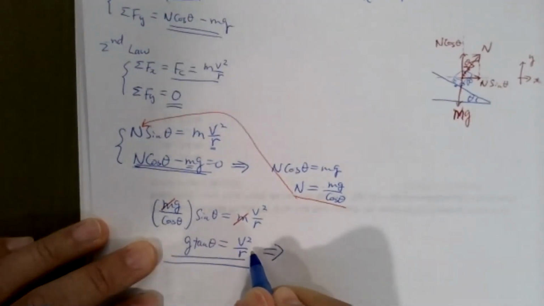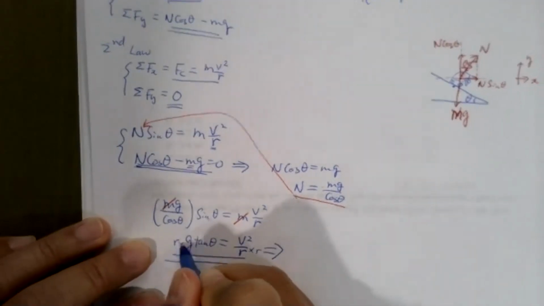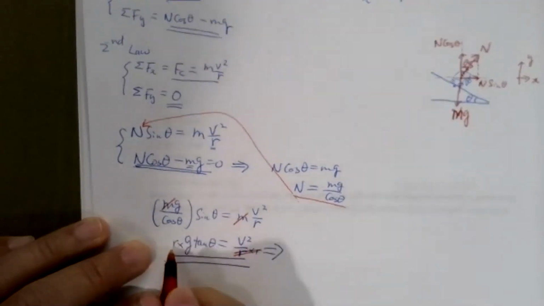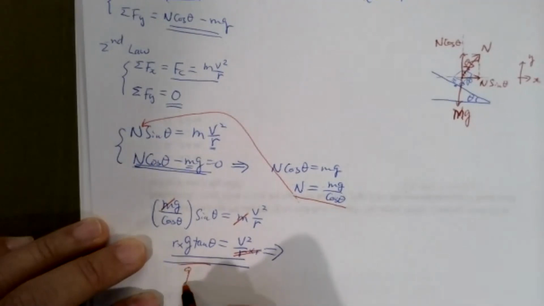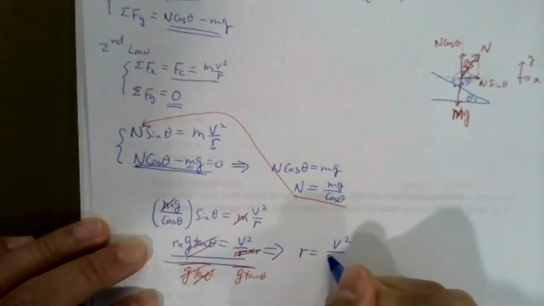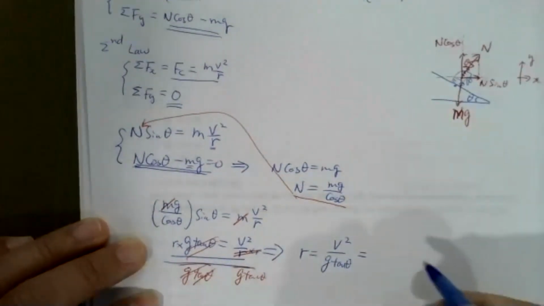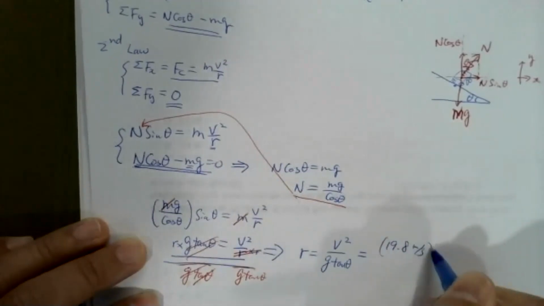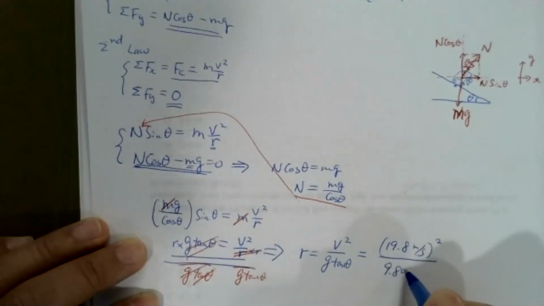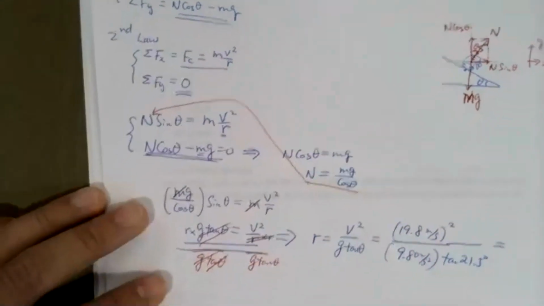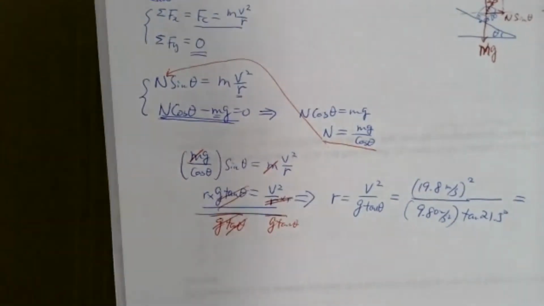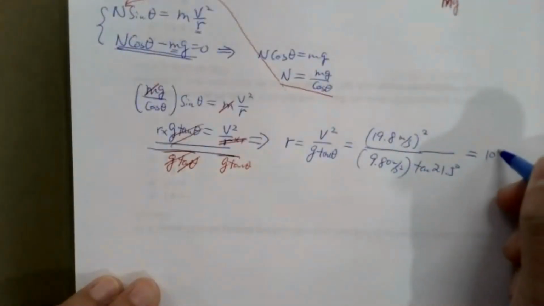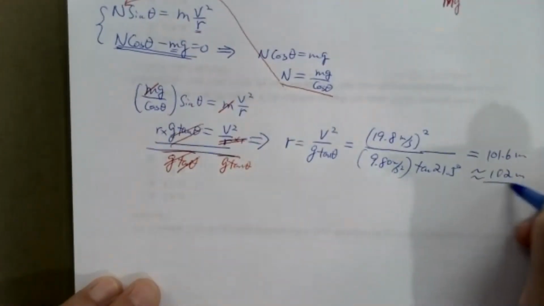So multiply both sides by r, you'll cancel out the r on this side. So then r will be on this side, okay? Then further divide both sides by g tangent of theta to get rid of g tangent of theta there. So then r is equal to v squared over g tangent of theta, okay? So v is 19.8 squared divided by 9.8 meters per second squared, tangent of 21.5 degrees. So that will give you your radius. So it's about 101.6 meters or 102 meters.